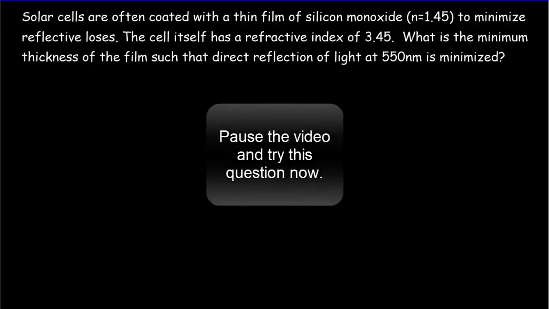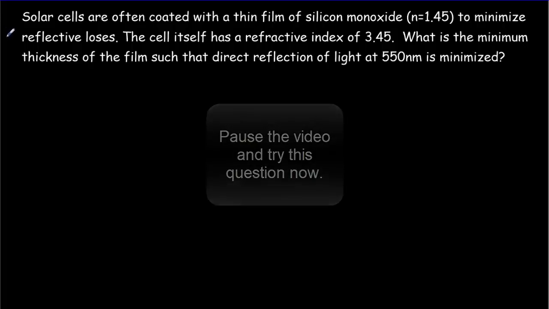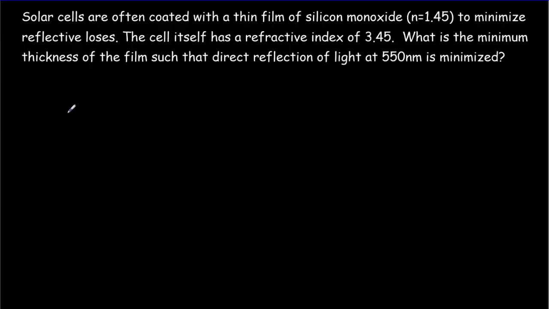Another example for you. Pause the video, try the question, come back for the answer. So in this case, we've got light coming into a solar panel with a thin film over top of the cell itself. So we're going from air, which has n equals 1, to this layer of silicon monoxide where n equals 1.45, to the cell itself, which has a very high index of refraction, 3.45.